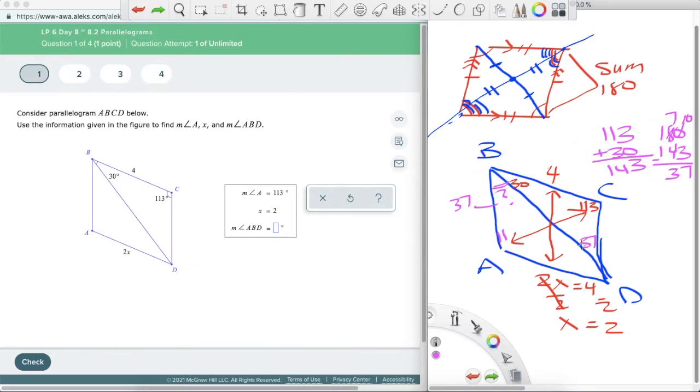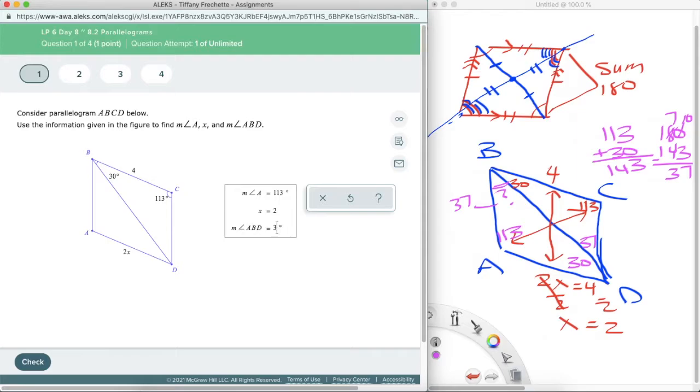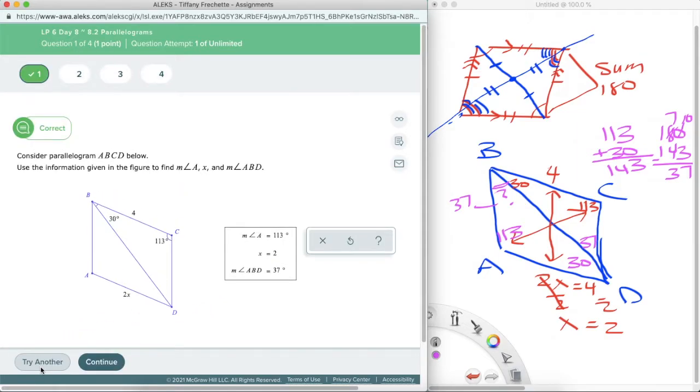Or same deal, I could have brought the 113 over here, which I already knew was here. The 30 can drop over here because of alternate interior angles. And then again, I have 113, 30, and a question mark. I need to know what this is going to be in order to add up to 180 degrees. So 3 different ways, exactly the same calculation for whichever one you choose, but 3 different ways to look at that and fill that piece in.